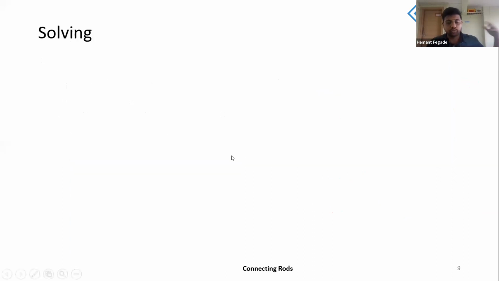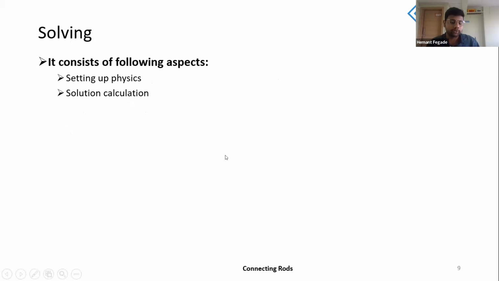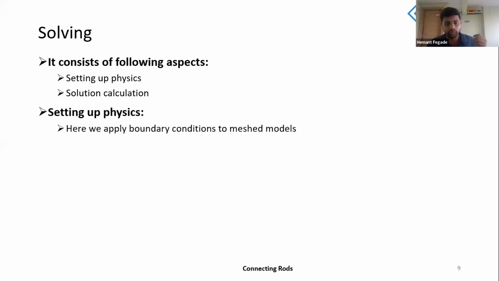Now that involves pre-processing, right? Whatever the solution part that I was talking about, that comes in the solving part. Once the pre-processing is done, once basically we have divided our model into small elements, now next what? Now we need to set up the physics for the solution calculation. So how are we going to set up the physics? Here we need to apply boundary conditions to the meshed models.